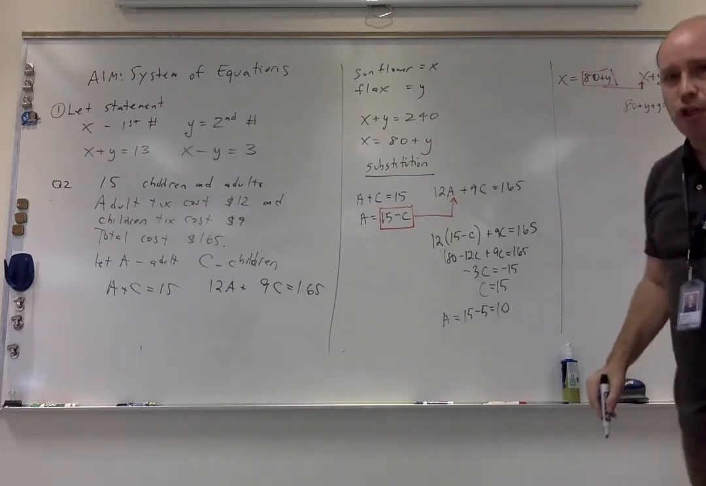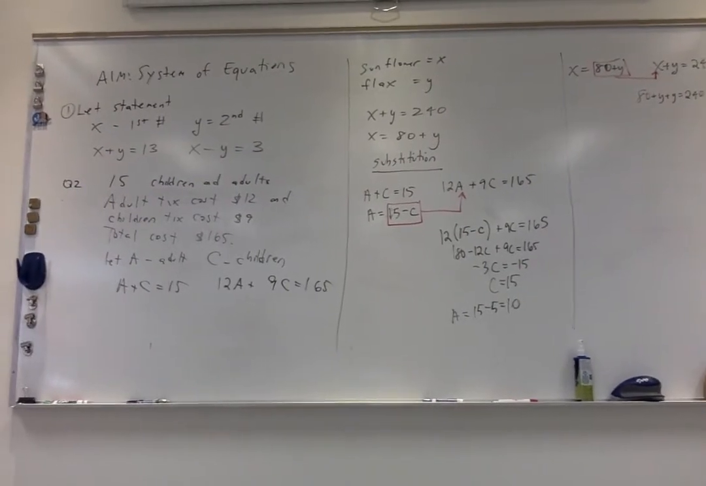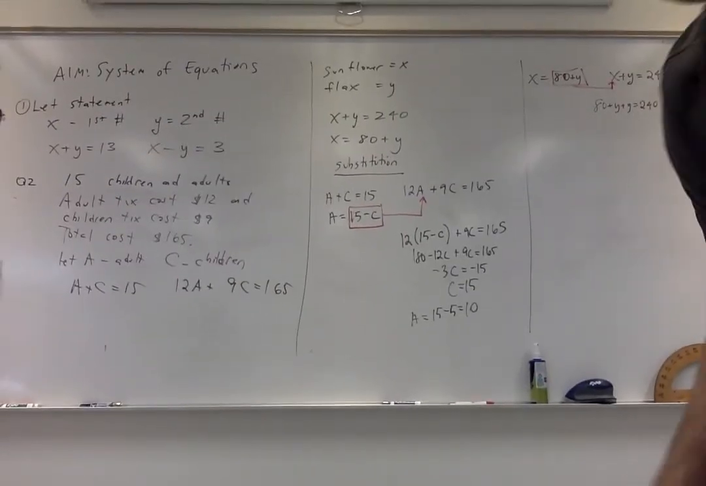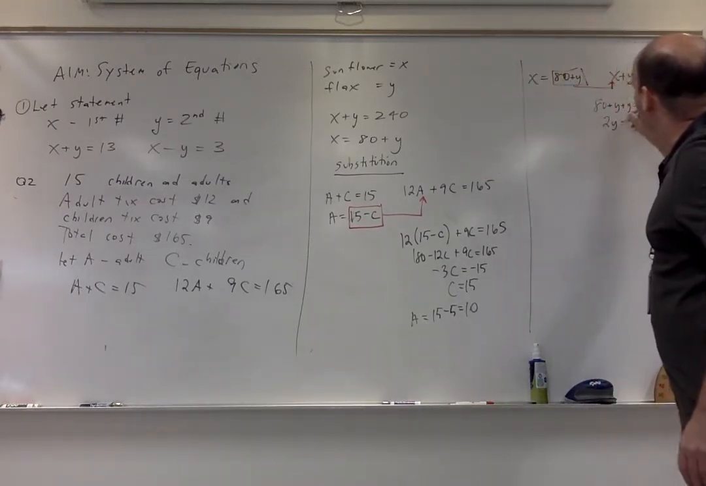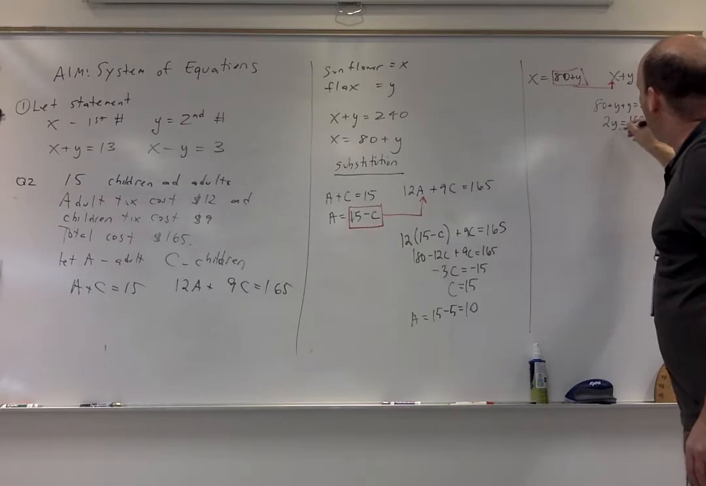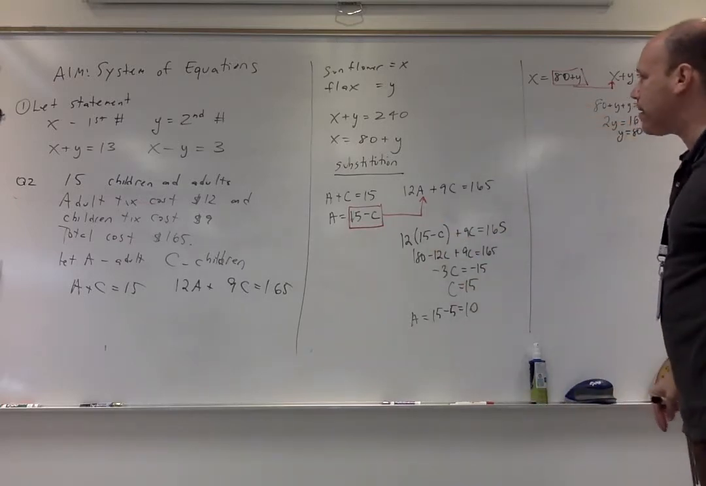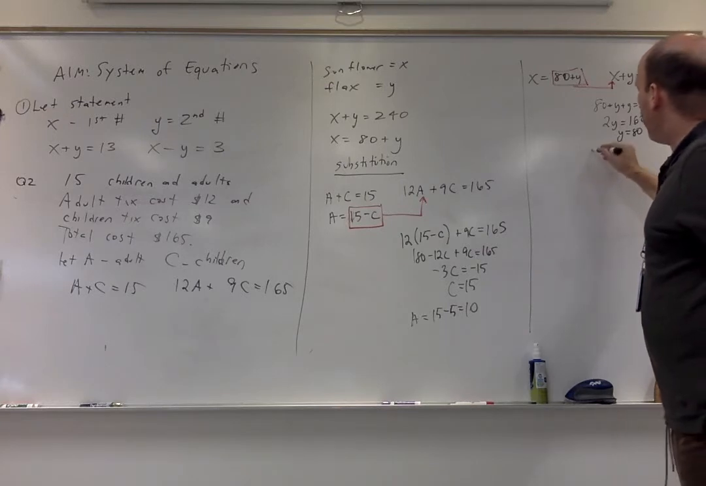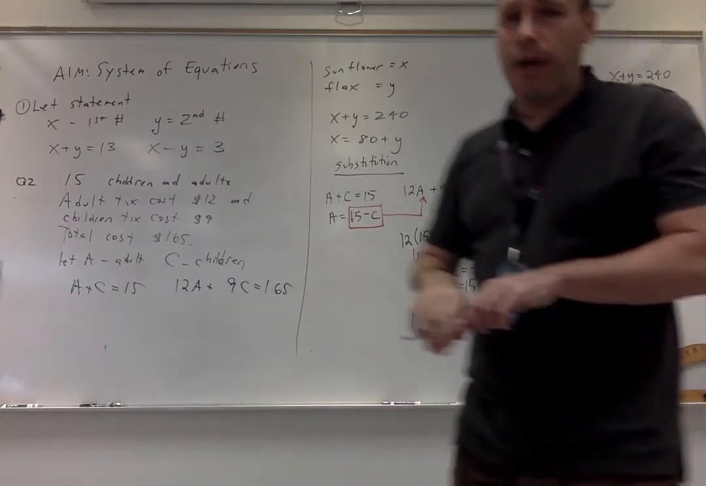You can either use your GDC or by hand. So I have 2y equals 160, y equals 80. So he's going to use 80 acres of flax, and therefore we know that x equals 80 plus 80, or 160. That's the idea of substitution.